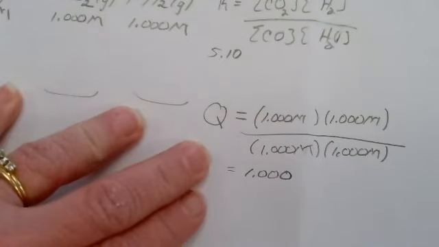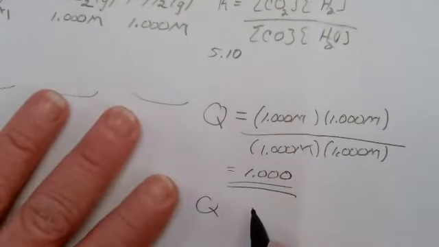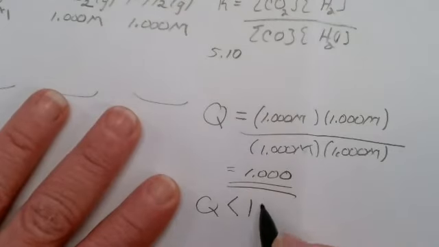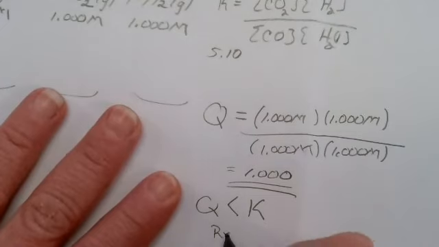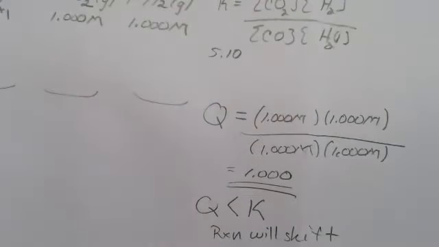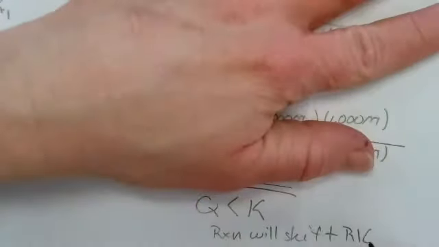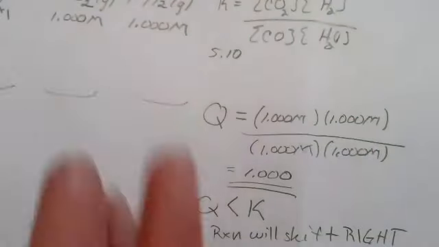Okay. Well, now what? Well, now we interpret this. Q is less than K. So the reaction will shift left to right. You've got to wrestle with this until no thought is needed. You just know you're going to shift right. We need to make more products. So what does that mean?